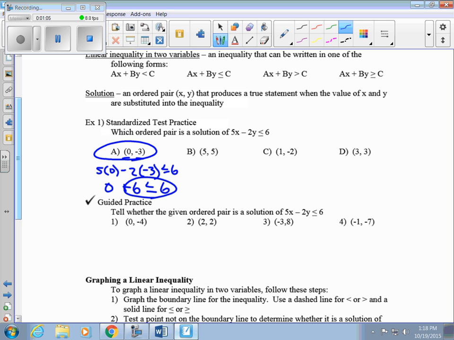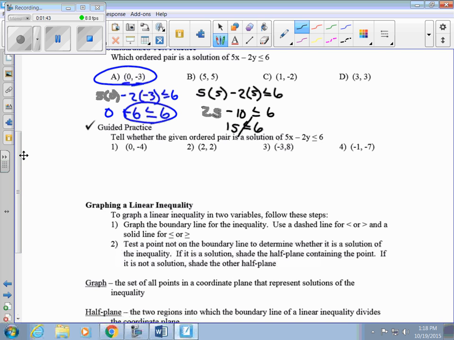Now, let's try the next one just to show you what it's going to look like if it doesn't work. So here we're going to have 25 minus 10 is less than or equal to 6, and we're going to get 15 is less than or equal to 6. Is 15 less than or equal to 6? Nope, it's not, so therefore it's not a solution. And if we did C and D, we'd find the same thing. So A is the solution to example 1.